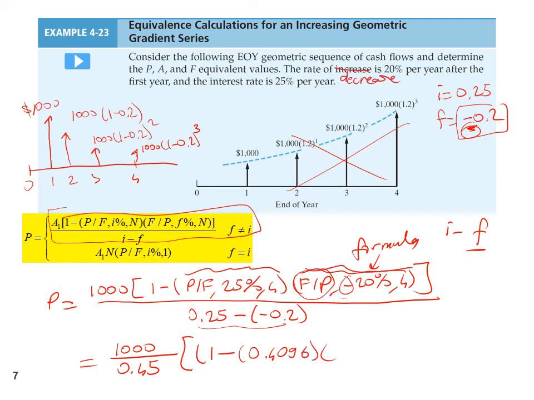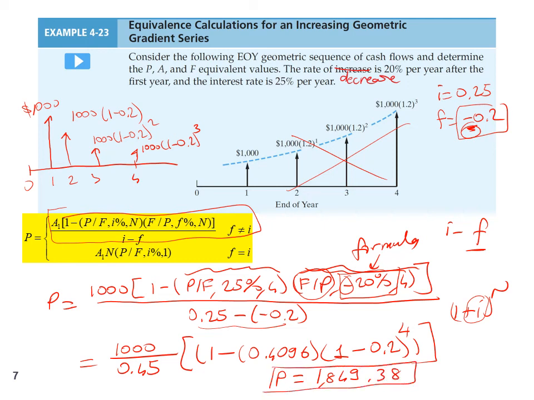And for the second one, we use the formula. It will be, remember, 1 plus i to the power n. This time, instead of this i over here, I need to write this negative value. So it will be 1 minus 0.2 to the power 4. Okay, so this would be the formula. And when you do this, the present worth will be equal to 1849.38. And when you compare this result with the previous one, you would see that the present worth is reduced.